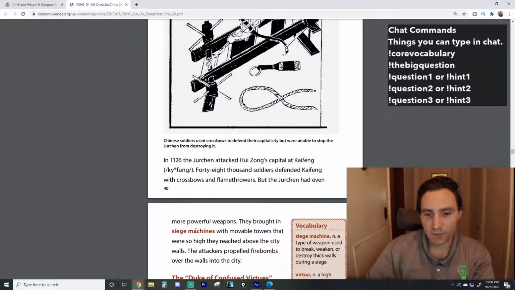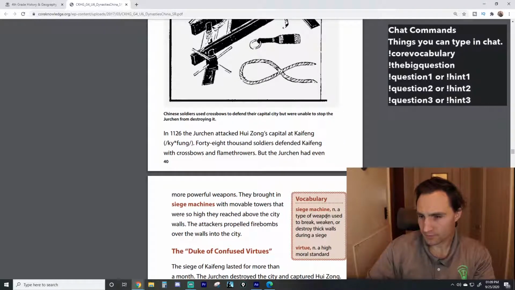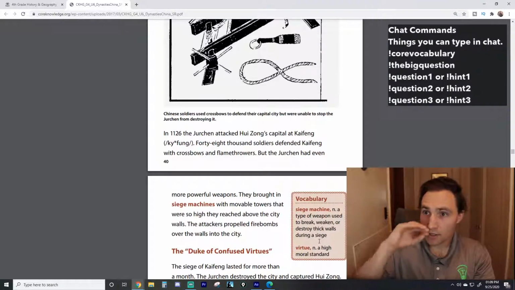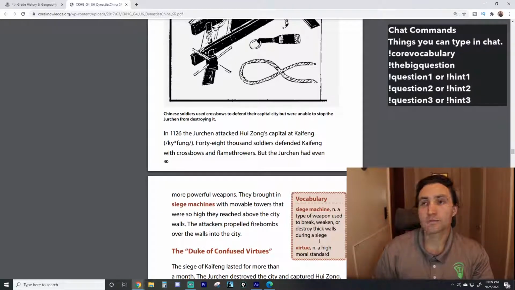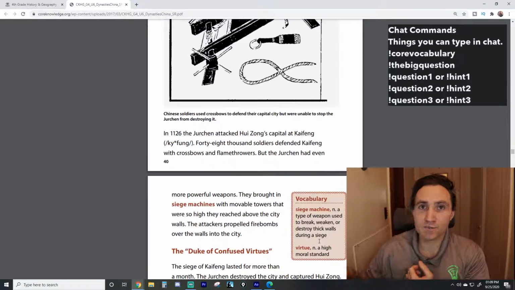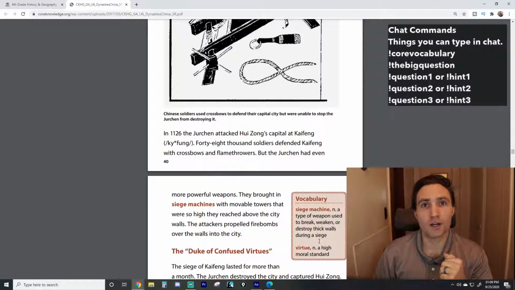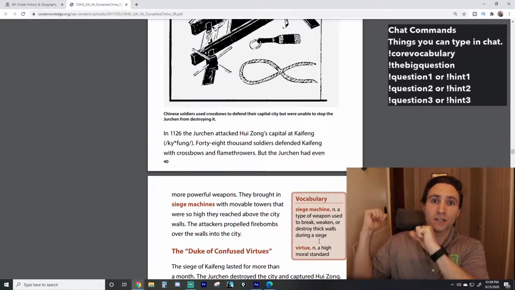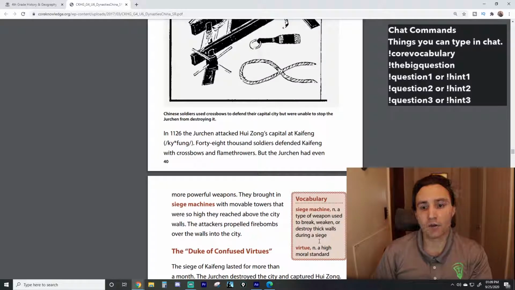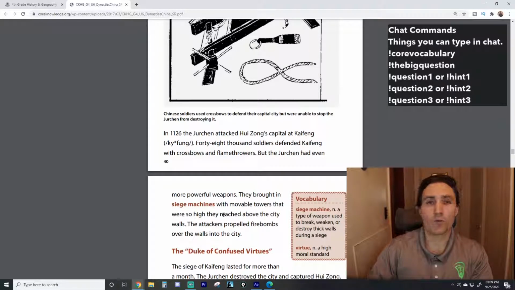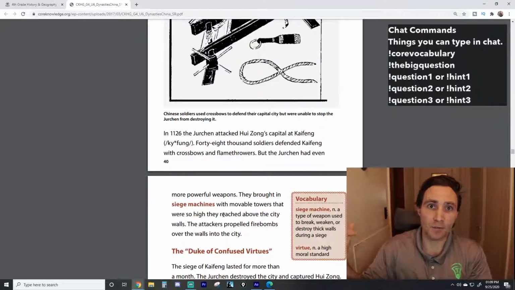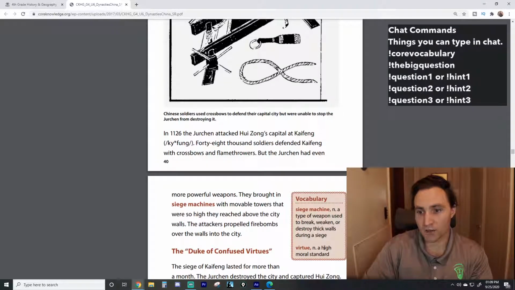They brought in siege machines, which is our next vocabulary word. So what is a siege machine? A type of weapon used to break, weaken, or destroy thick walls during a siege. You might have seen what they call battering rams, maybe those that have watched Lord of the Rings. I think it's the third movie. The orcs are trying to break into that castle, and they have this huge piece of wood, and they're running it into the gate to break it down. Well, siege machines are a type of weapon that was created to do that exact same thing, to break down, weaken, or destroy thick walls.